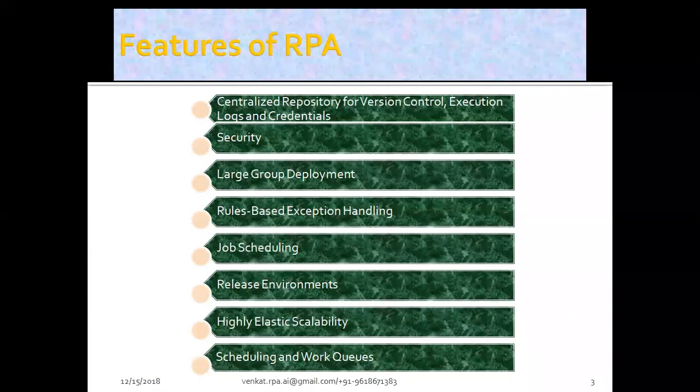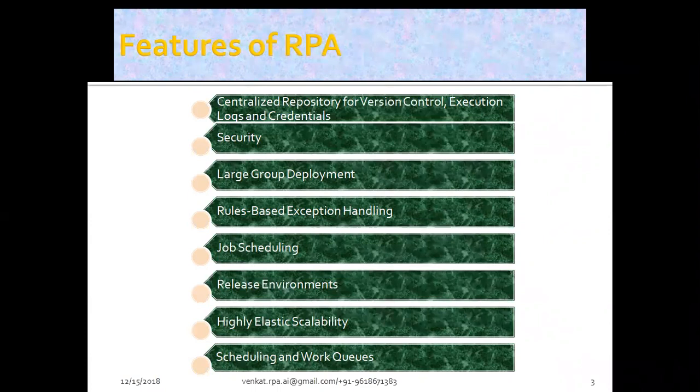Large group deployment. If you want to deploy many processes onto many robots, many bots, that is also possible. And rule-based exception handling. If you see C, PLSQL, Java or any other language, you will have exception handling. If a code fails, alternative steps will be there. Those rule-based exception handling processes are also there in the RPA tools. And job scheduling: if you have a process that has to be executed daily at a particular time, that feature is also there.